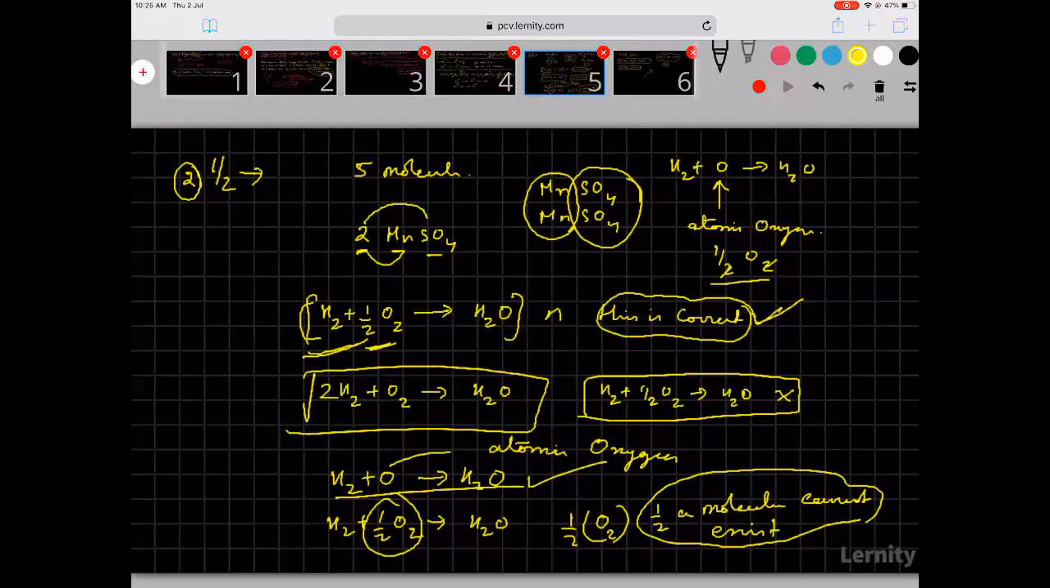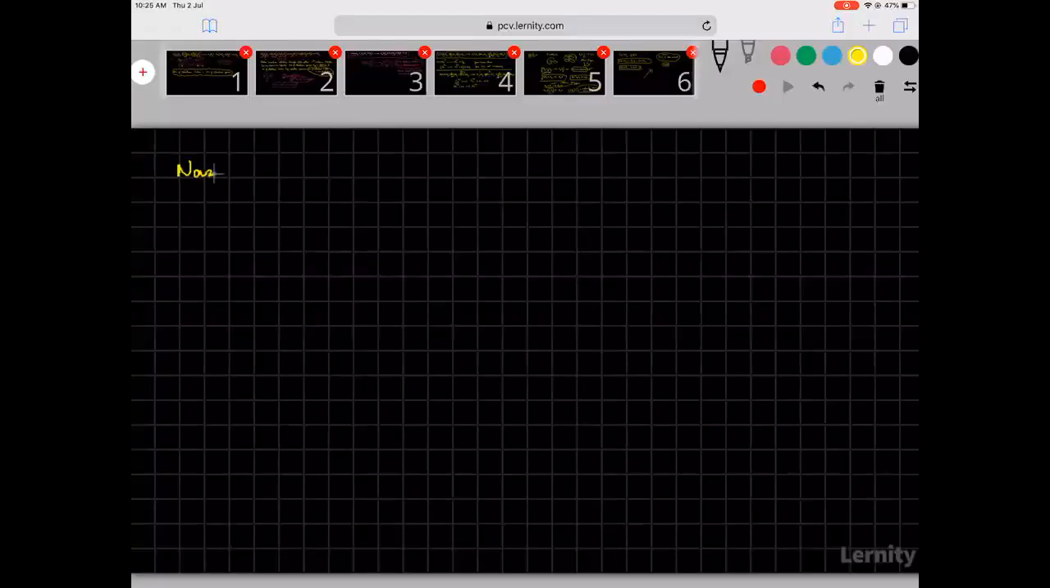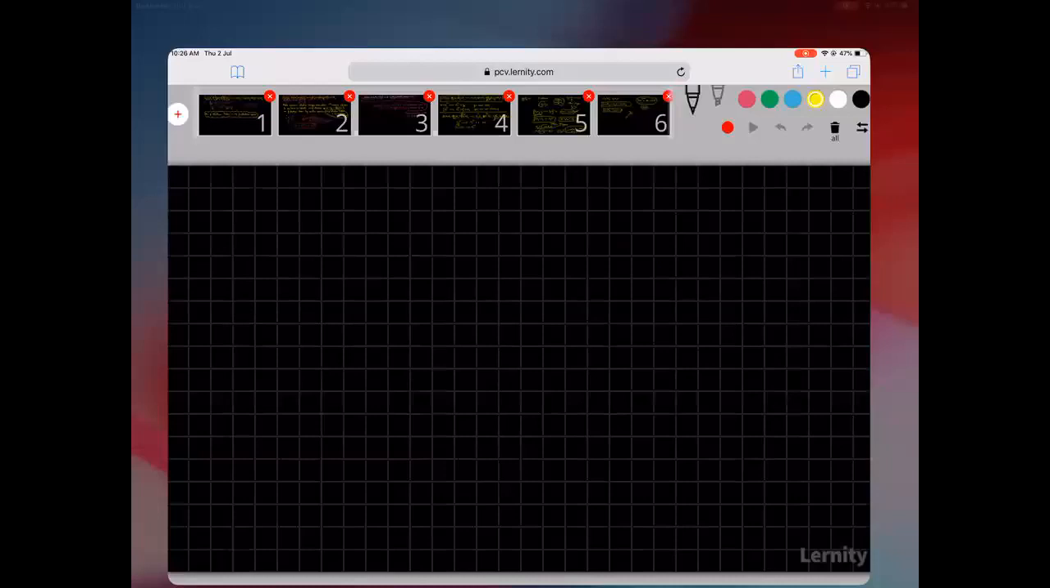Nascent oxygen and atomic oxygen. Nascent oxygen is more reactive. Nascent oxygen is just born oxygen. Like I was telling you yesterday, this is an oxygen molecule, this is an oxygen atom, and this is nascent oxygen, just produced oxygen. This is highly reactive, much more reactive than these two. Anyway, forget it. This is not a part of what we have to be learning. So if you have direct questions on that, I'll answer.